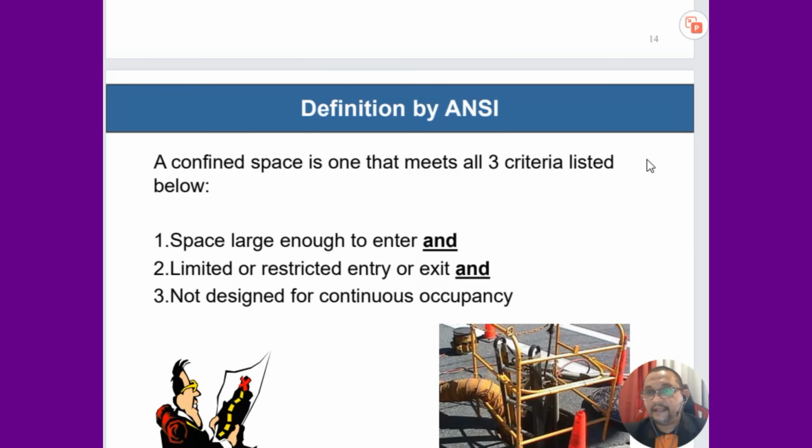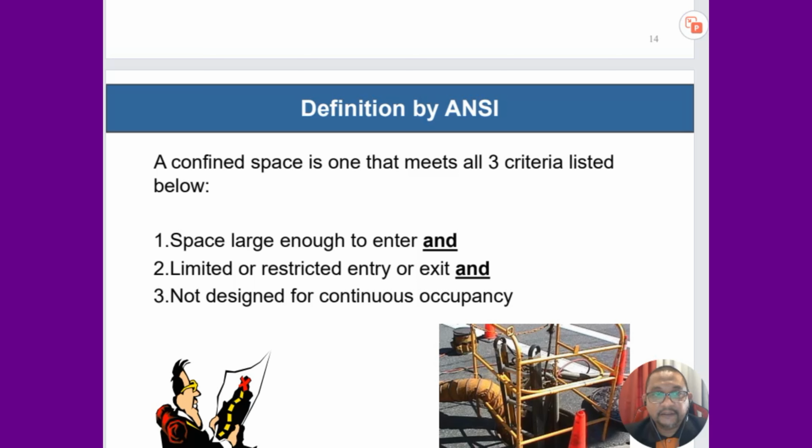Definition by ANSI. What is ANSI? Actually, ANSI is the American National Standards Institute. ANSI defines a confined space through a standard or guideline procedure: safety requirements for entering confined spaces. According to this standard, a confined space is characterized by the following terms.